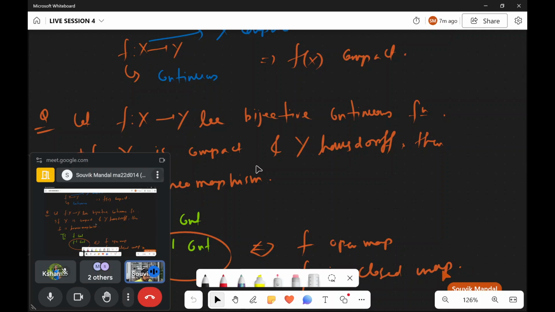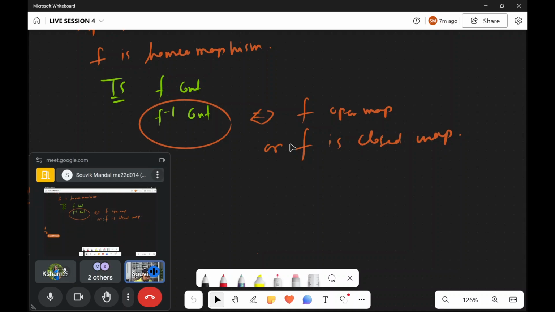Now the hint is: try to show f is a closed map. Okay. Try to show f is a closed map. Please try it by yourself using those theorems which we have already seen, and please try to figure it out. I shall be back after a few minutes. Please try to think and try to solve it.